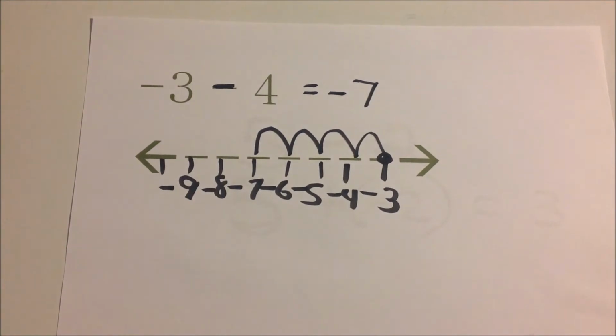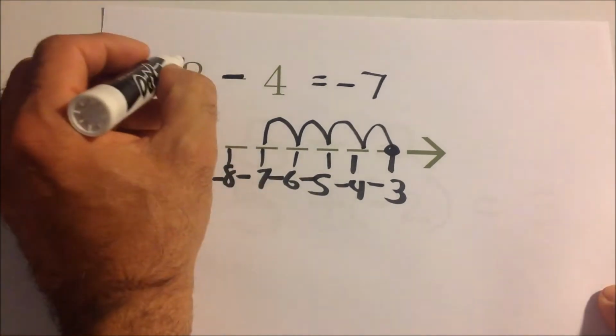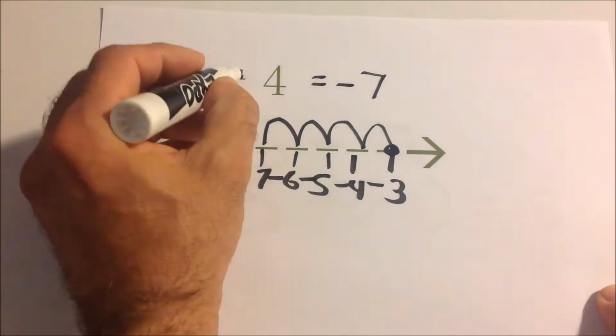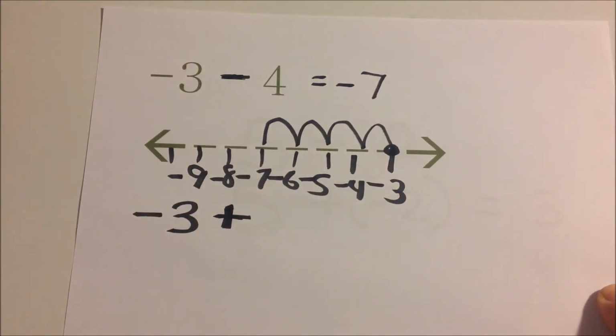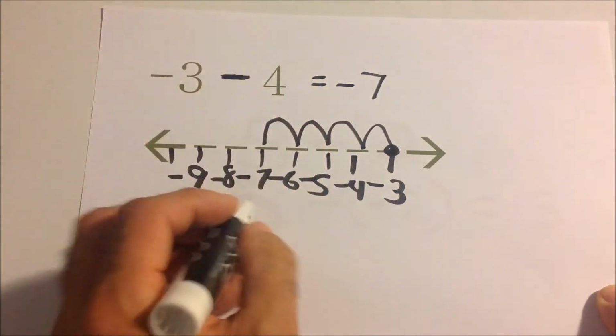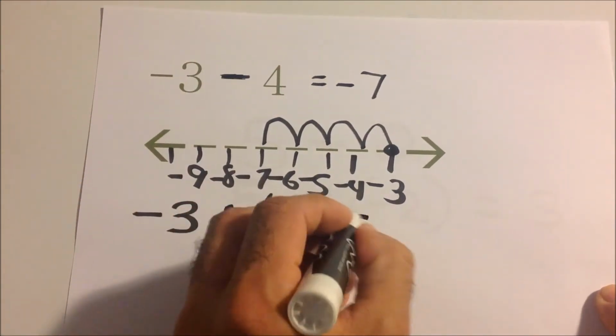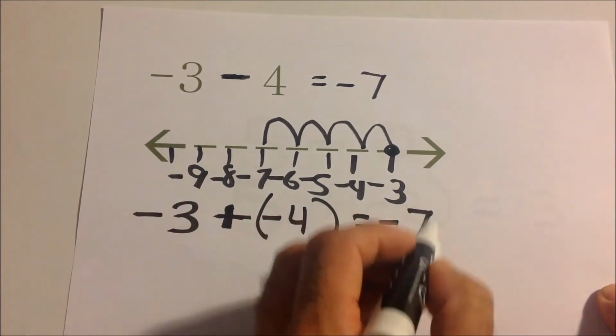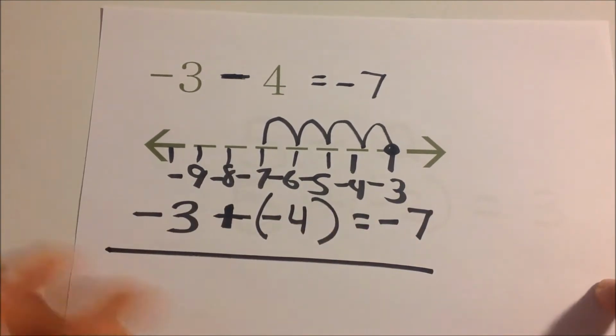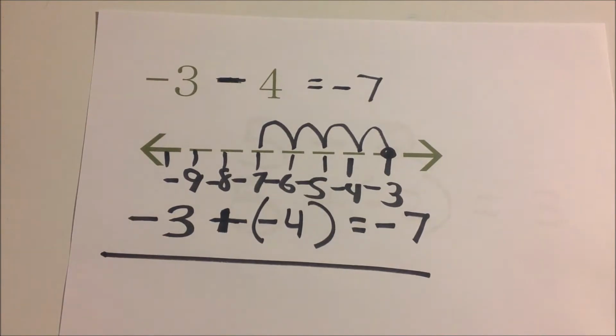So let's look at it with keep, change, change. We keep the sign of the first number. We change subtraction to the addition. Always. Subtraction becomes addition. This was a positive 4, so we make it a negative 4. You owe $3. You owe $4. Now you owe $7. Keep, change, change.